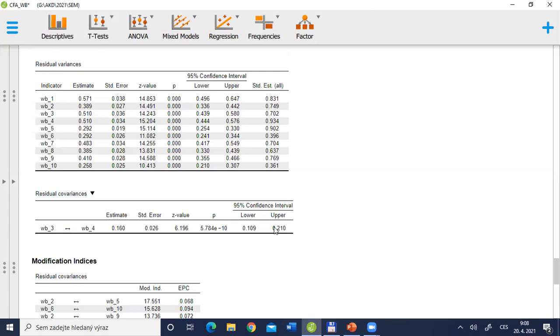Unfortunately, I don't know why there is no information about the standardized version, so the correlation for this random error link. It is not currently implemented in JASP. We can maybe ask the producers to implement it in the next versions.